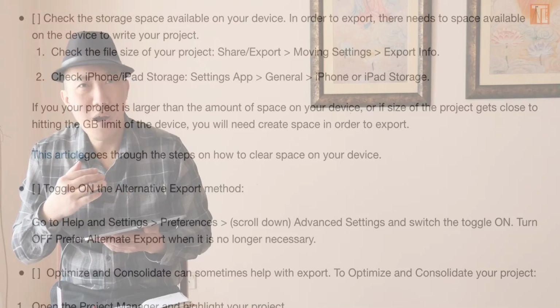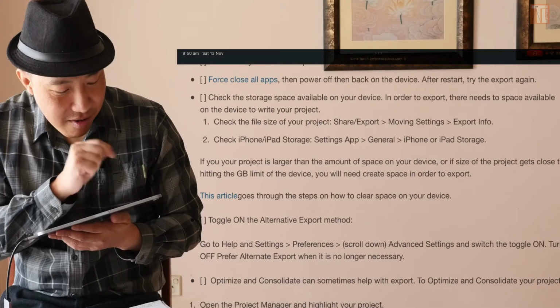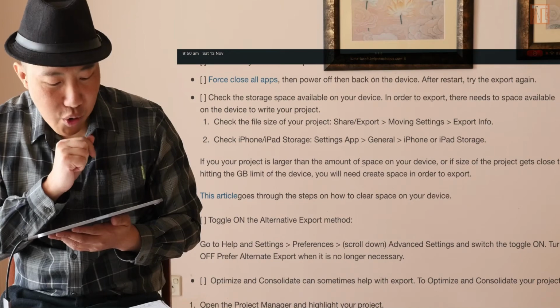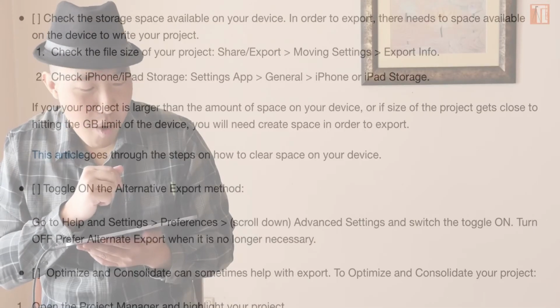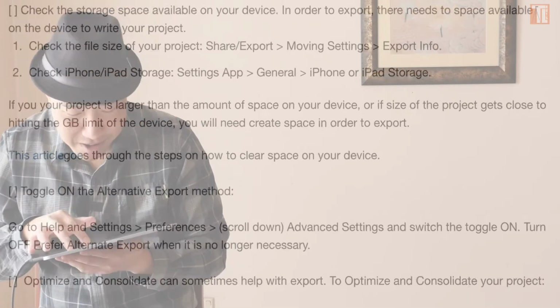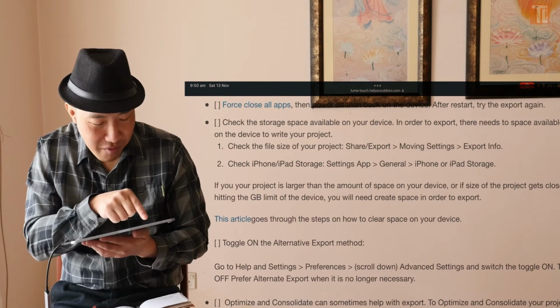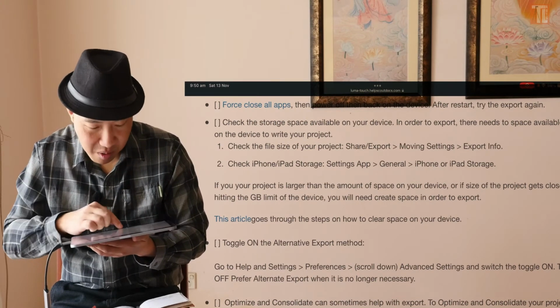The other one that I have here is very practical, okay? Check the storage space available on your device. In order to export, there needs to be space available on the device to run your project. So they ask you here, right? Check the file size of your project. Okay, go to share, export movie, settings, info. Okay, I'll show you that.